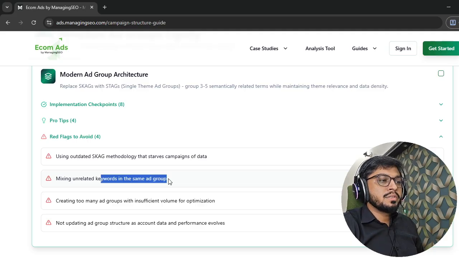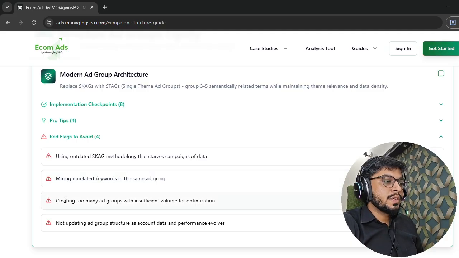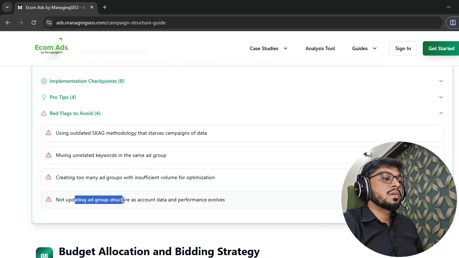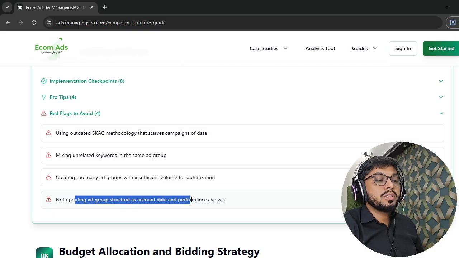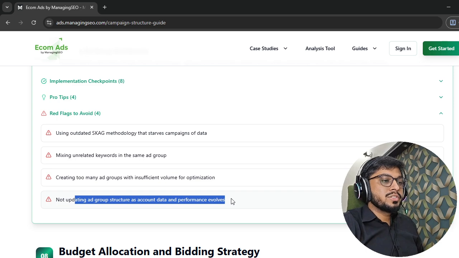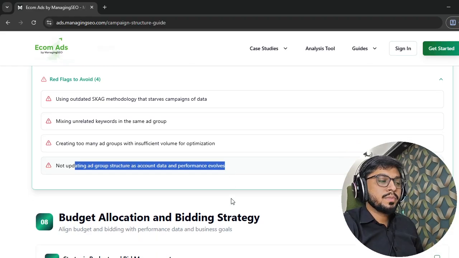Mixing unrelated keywords in the same group is going to hurt you. Creating too many ad groups is going to hurt you. And not updating the group structure as the account data and performance evolves. Obviously, we'll have to change all of these settings after week 2 or maybe a month.